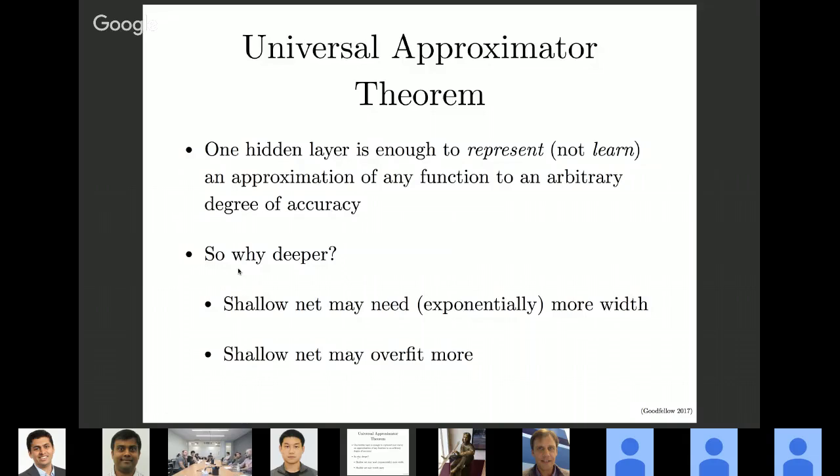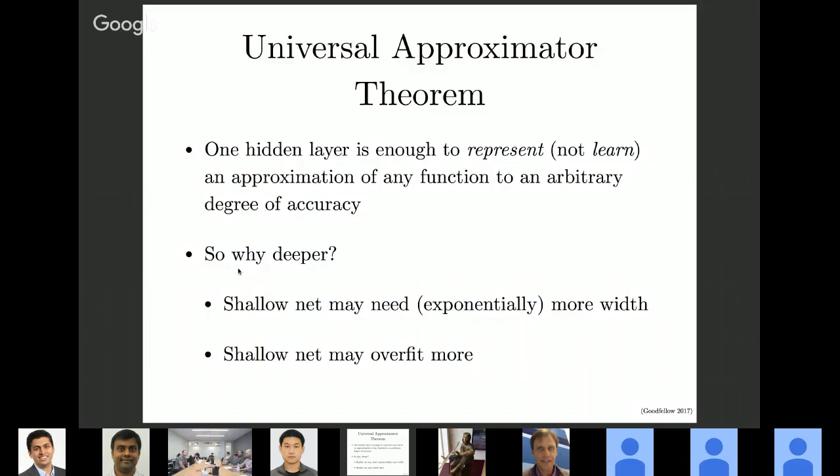If the universal approximator theorem tells us that we can represent any function with just one hidden layer, why would we need more? The short answer is there are two reasons. One of them is essentially a computational reason.